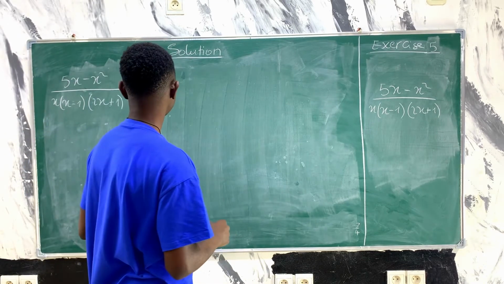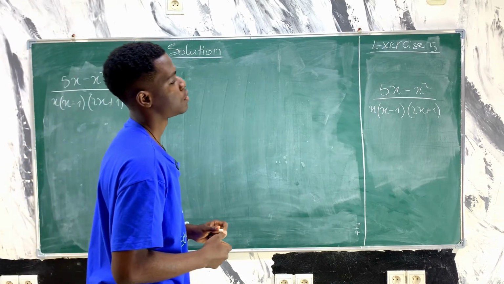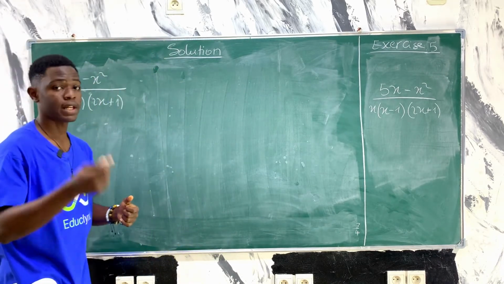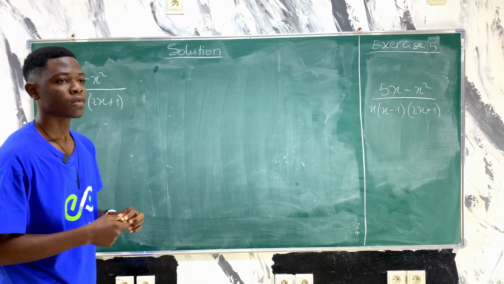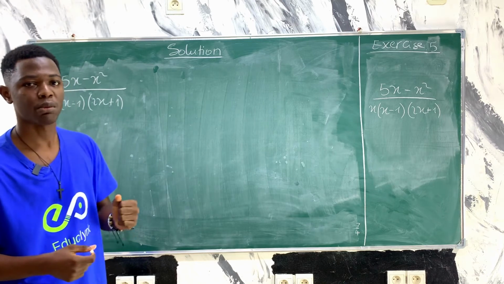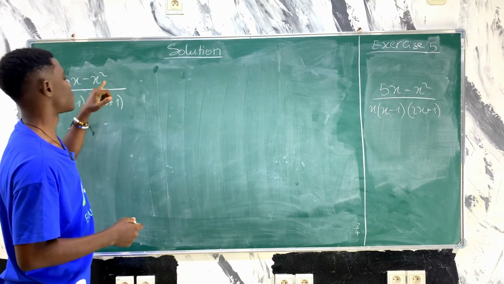So how do we solve this? We first check the first requirement. The first requirement says the numerator's degree must be less than the denominator's degree. What is the numerator's degree here? The numerator's degree, let's remember, means the highest power of x. The highest power of x here is x.